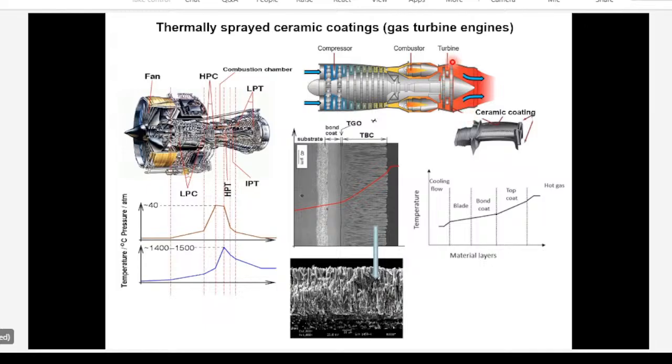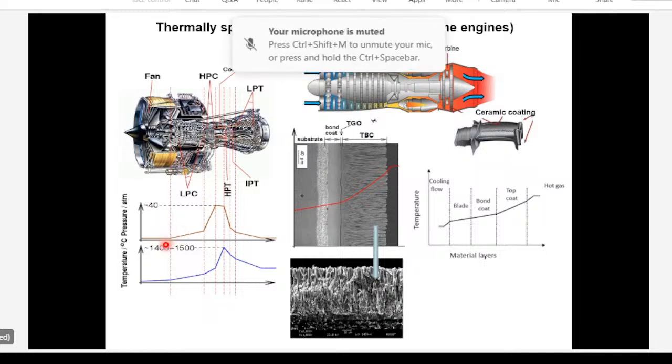So the turbine blades are coated with ceramic materials for high temperature corrosion resistance, because the operating pressures and temperatures are very high. You have 40 atmosphere pressure and temperatures could reach 1400 or 1500 Celsius. So no alloy can survive those temperatures without ceramic coatings. So turbine blades are coated with different ceramic oxides.